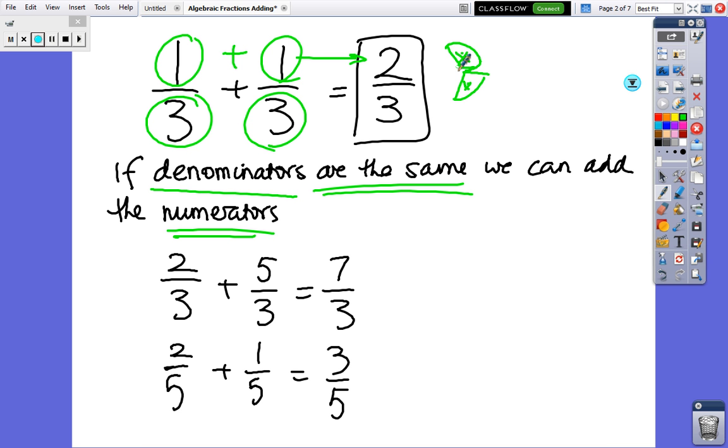Another example here: 2/3 plus 5/3. The denominator is the same, so 2 plus 5 equals 7, giving 7/3. 2/5 plus 1/5 equals 3/5. If you think you need to copy those down, do so, but otherwise just come to the next slide when you're ready.